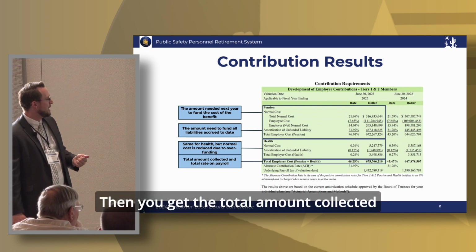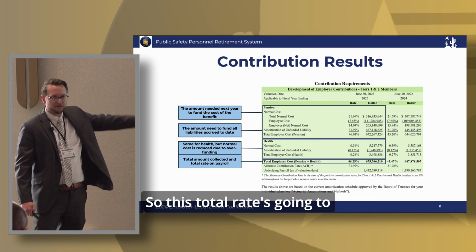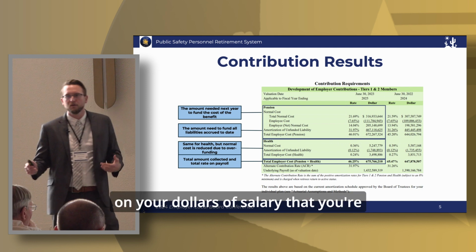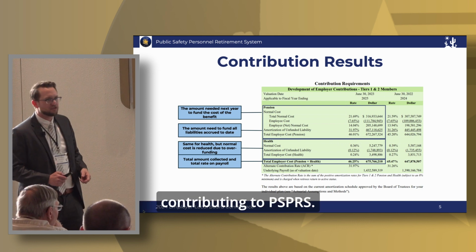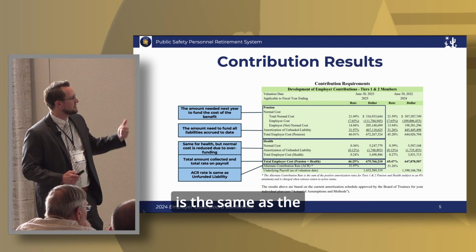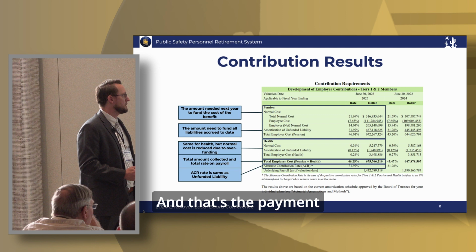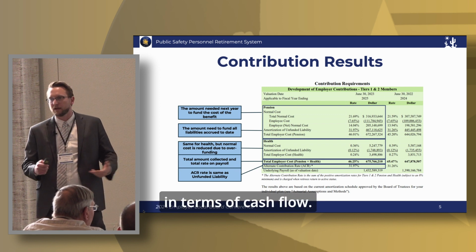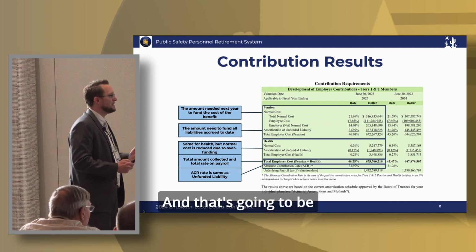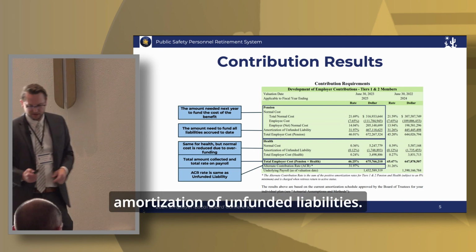Then you get the total amount collected and the total rate on payroll. So this total rate is going to be a RAF rate, if you will, on your dollar salary that should be contributing to PSPRS. Then your alternate contribution rate is the same as the amortization of unfunded liability, and that's the payment that comes from those return categories. And that's going to be the same rate between. That's going to be the same as the amortization of unfunded liability.